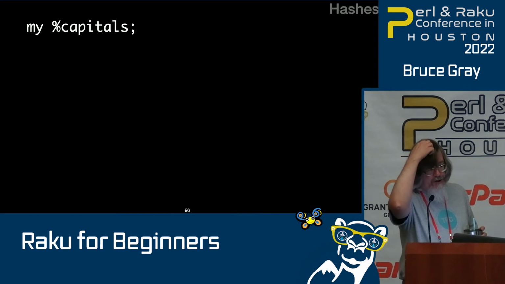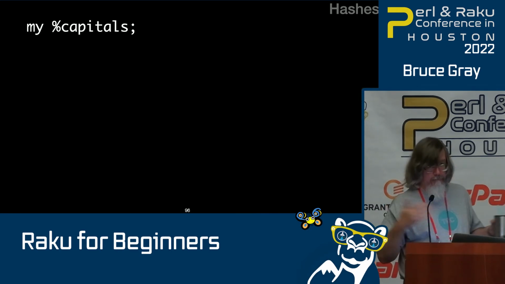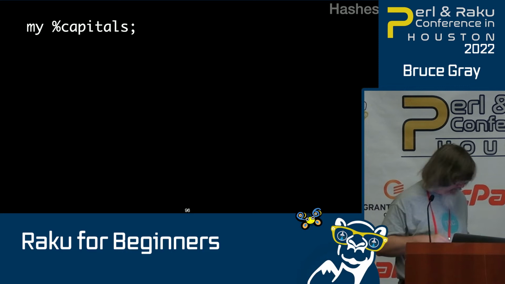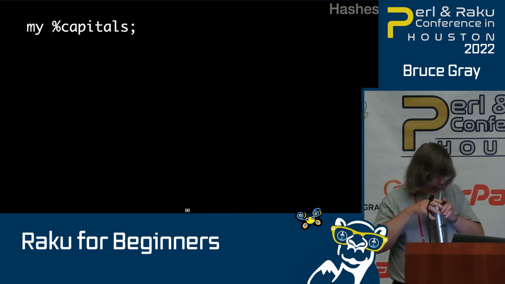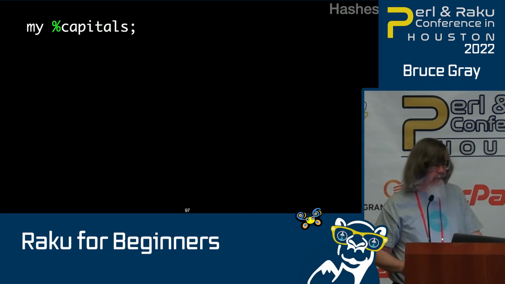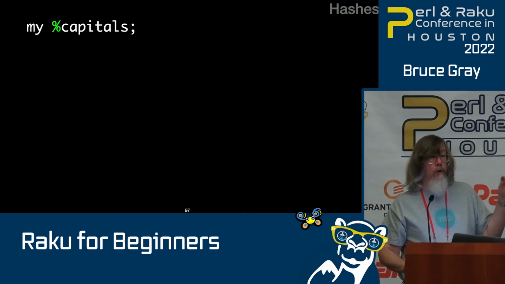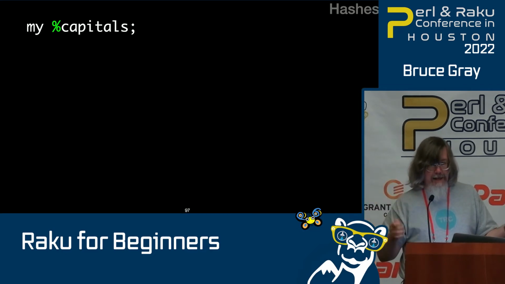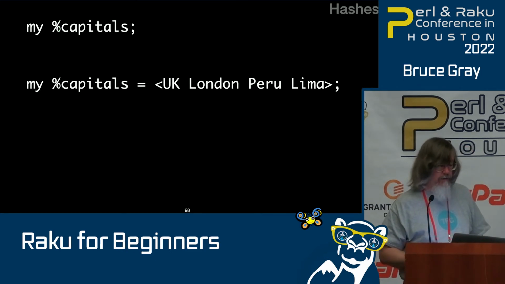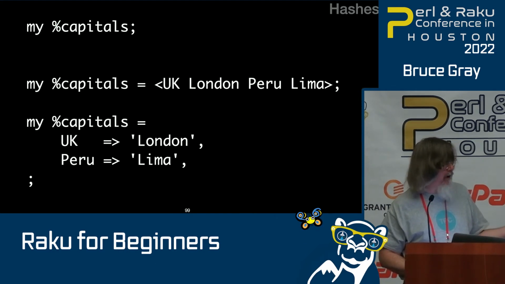Easiest way to get a hash is to make a hash variable, parallel to the array discussion earlier. But now we need a new sigil. Percent sign, just percent. So dollar is singular, both @ sign and percent are plural. They're just different kinds of plural. We can initialize with a flat list or with a list of key value pairs.